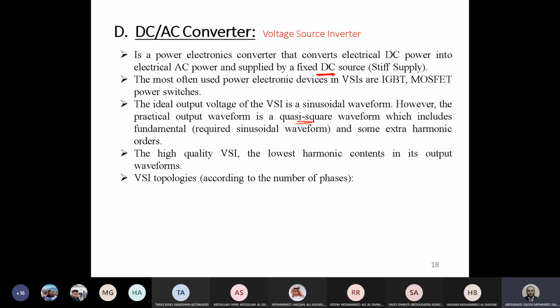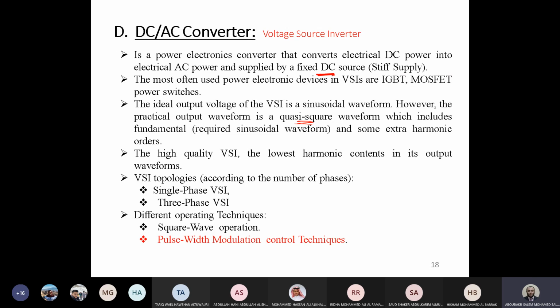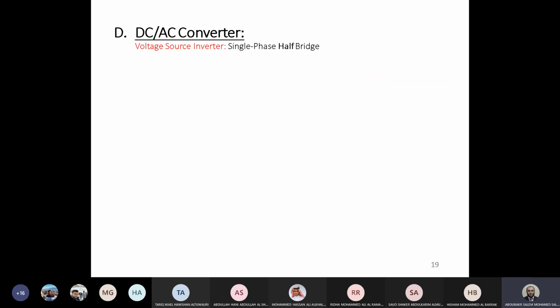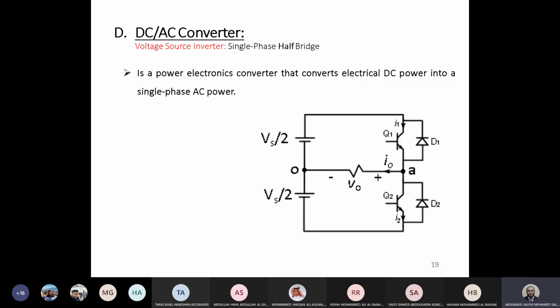We have many topologies for voltage source inverters, like single phase and three phase. We also have different operating techniques like square wave and pulse width modulation technique. And we are going to take care of PWM techniques because it's mostly used now in our electrical drives. So first, this is here just to discuss the concept of converting DC to AC.